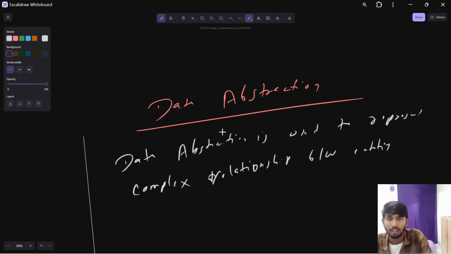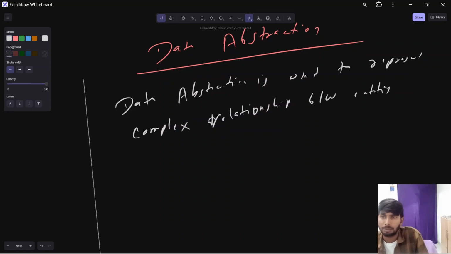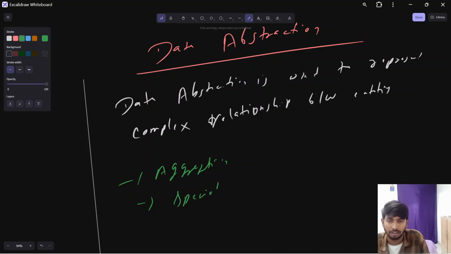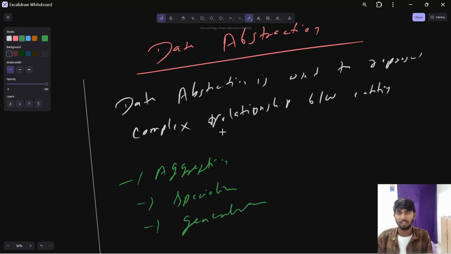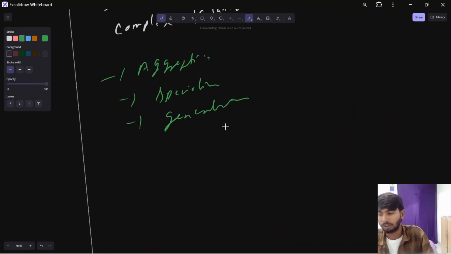There are some features like aggregation, specialization, and generalization. Okay, three things. We already implemented this. Now we talk about the first one. I start with generalization.